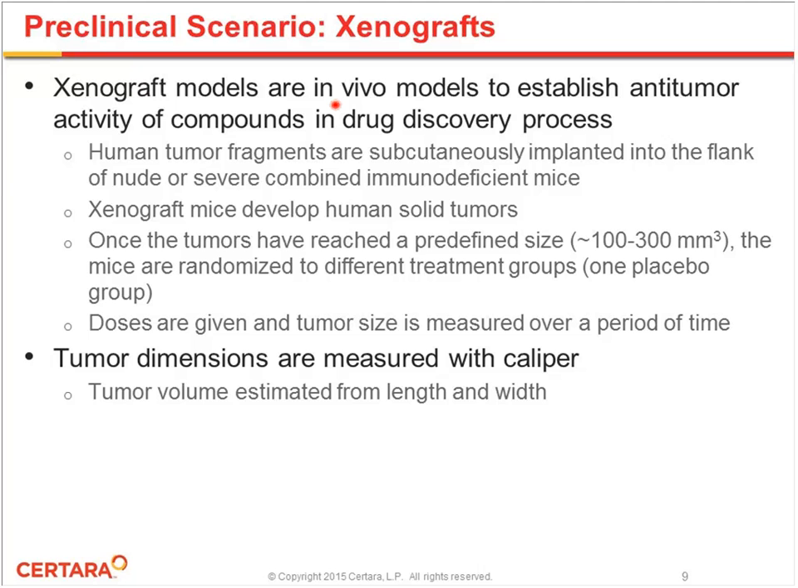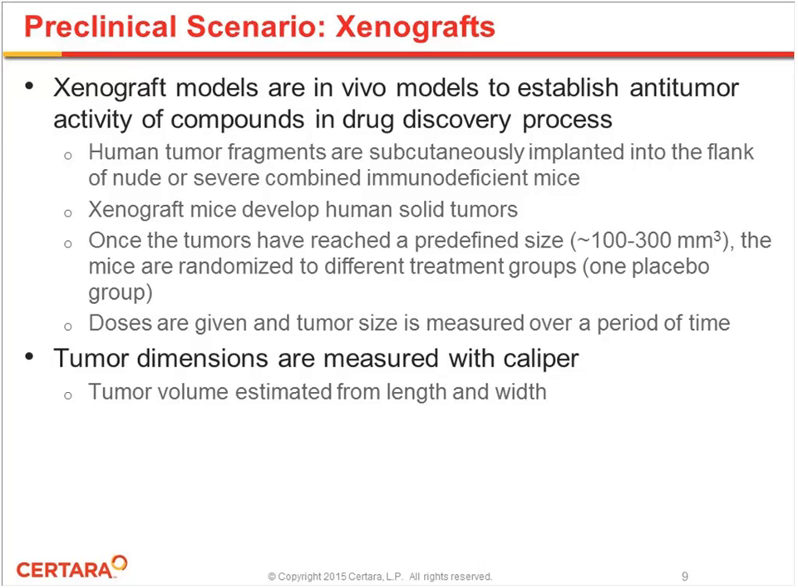And for xenograft models, you take human tumor cells and implant them under the skin of nude mice. Then a solid tumor develops, and once the tumors have reached a certain size, the mice are randomized into different treatment groups. There's one group without drug treatment. That is a placebo group to study the unperturbed tumor growth. And typically, you also have another control where the mice are treated with a drug that is known to be active on those tumor cells.